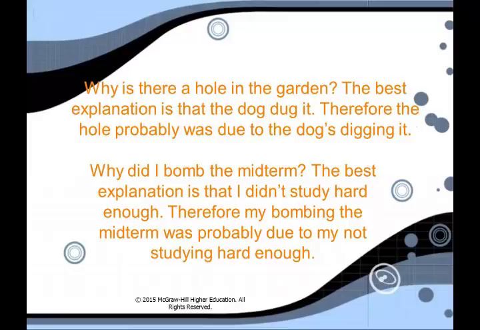But anyways, I look out into our garden and there's a giant hole in the middle of our garden. Now, looking around at what could plausibly make a hole, I'm going to say that the best explanation is that the dog dug it, that the dog got into the garden and dug a hole, right? Therefore, the hole was probably due to the dog's digging it. So I conclude that the dog is likely the culprit here, right? Likely the guilty party. Why? Because that's the best explanation that I have.